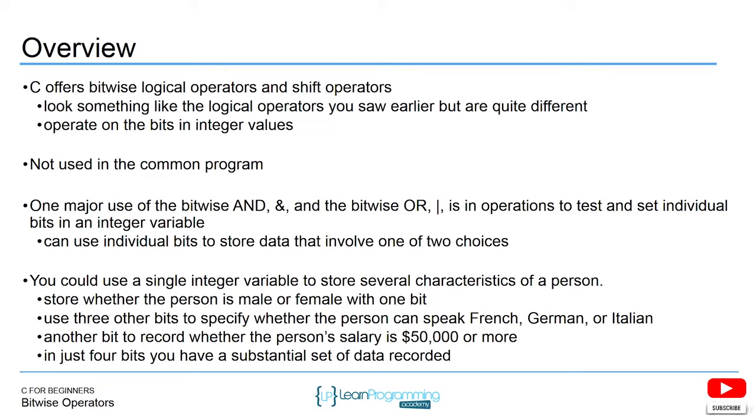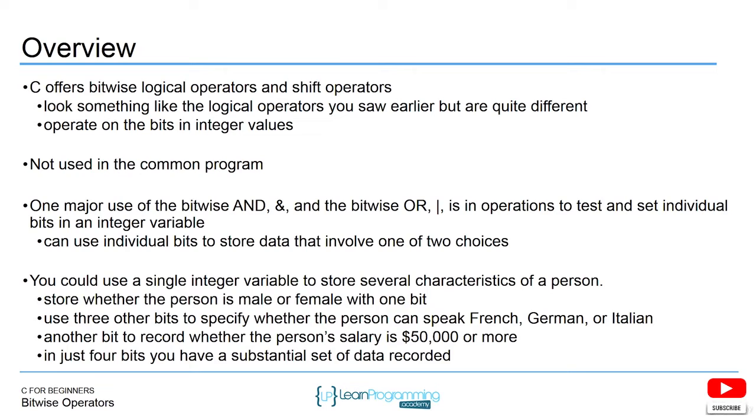For example, if you want to store individual characteristics of a person, you could just have 1 bit tell you whether or not the person is male or female by saying 1 is equal to male, 0 is equal to female. You just either turn it on or turn it off. Then you could use 3 bits to specify whether the person can speak French, German, or Italian. So the 1 bit could represent French. If it's 0, that means they don't speak French. If German is 0, that means they don't speak German. If it's 1, it means they do speak German. So by turning these bits off and on, setting them to 1 or 0, you can represent a lot of data.